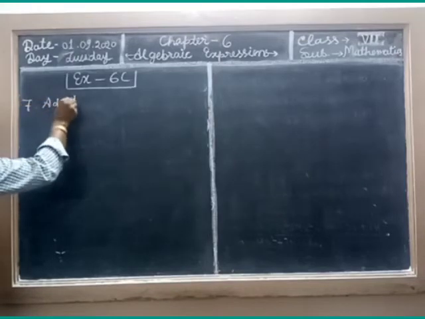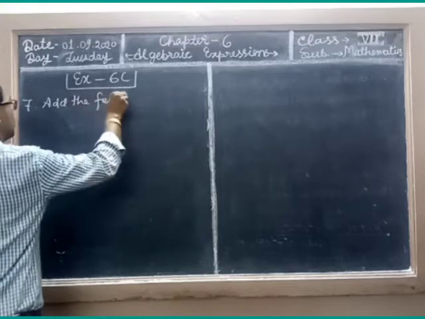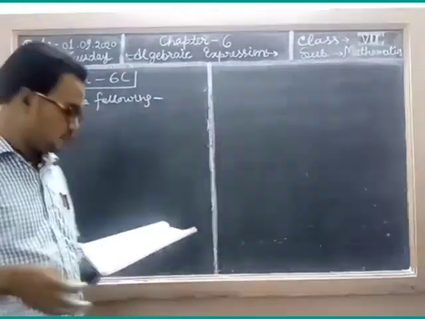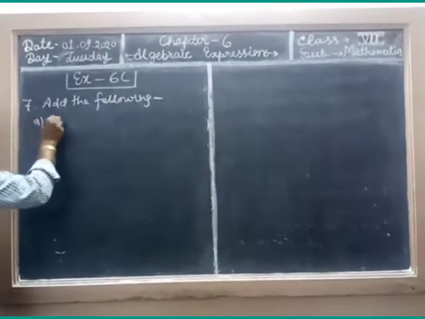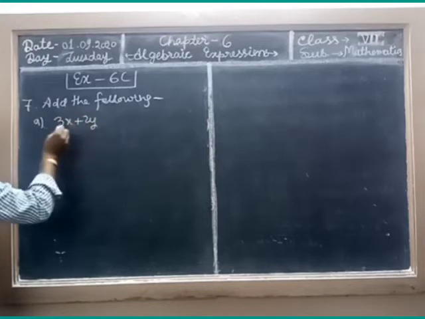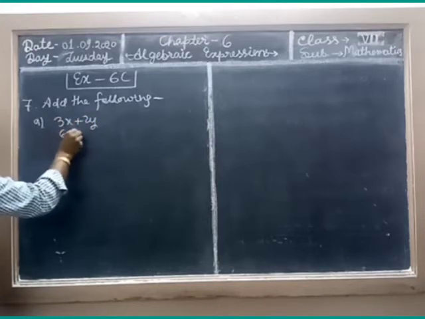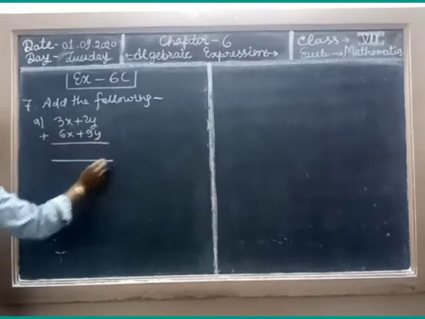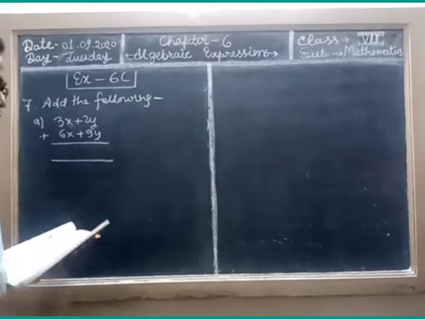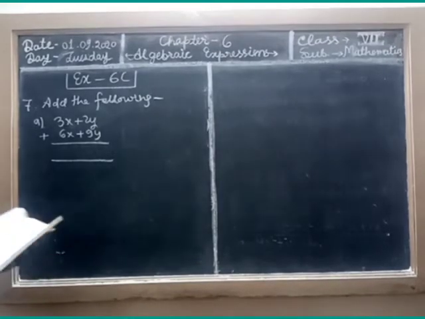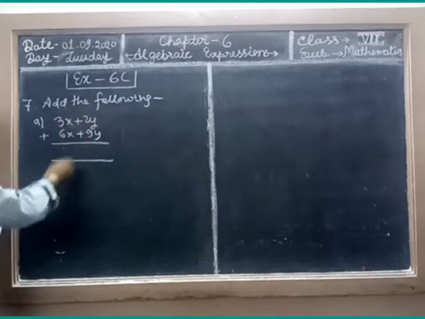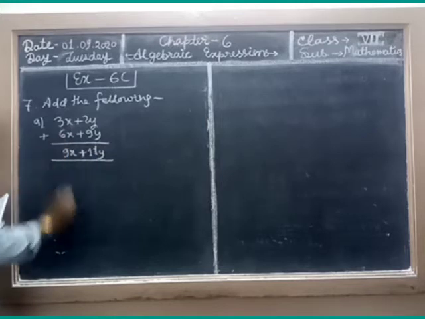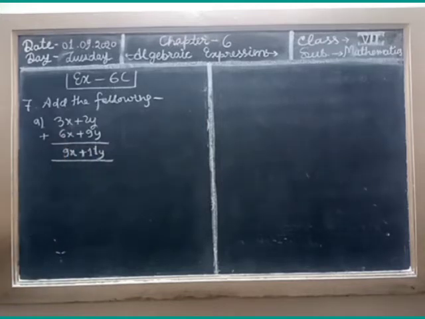Add the following. Now student, this is your column method. A part 3x plus 2y and 6x plus 9y. And it is the case of plus. So this is column method. Previously we have done row method. So this is column, first column, second column. So 9 plus 2, 11y, plus 6 plus 3, 9x. So 9x plus 11y.